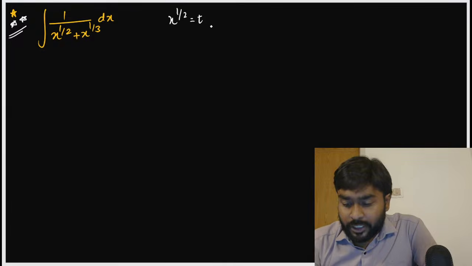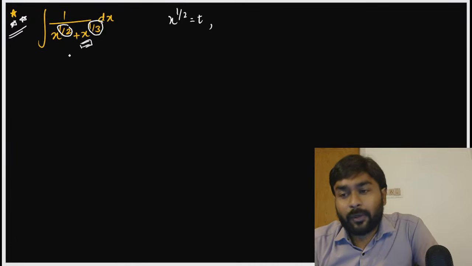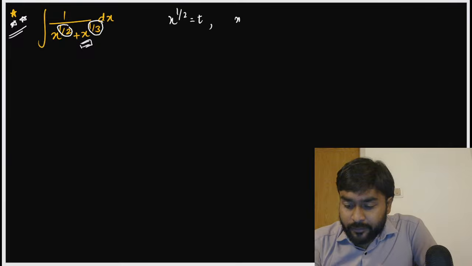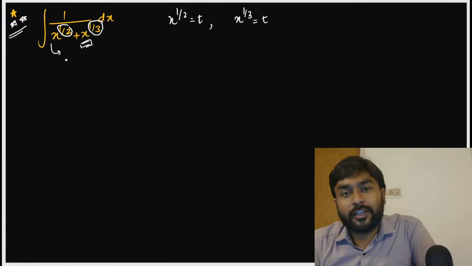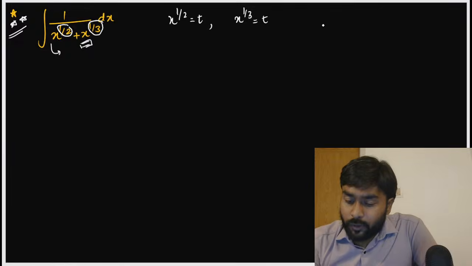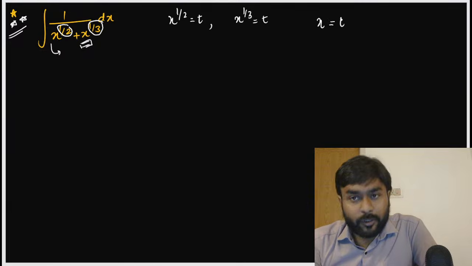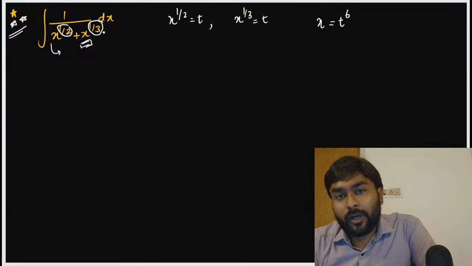How do we have to take it? These two will decide, this 1 by 2 and 1 by 3. Because if you take 1 by 2 as t, this term you can't write completely in integer power form. If I say x power 1 by 3 as t, then x power 1 by 2 you can't write in integer power form. So what do we have to do? We take x equal to t power 6. Then easily these two powers will be in integer form.